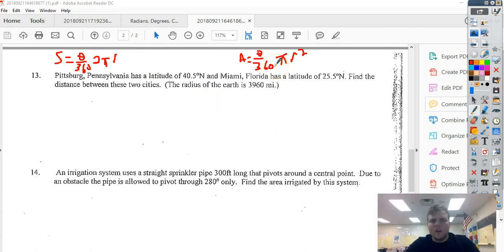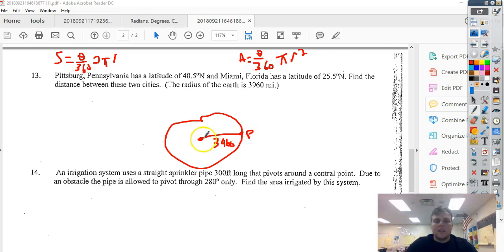Okay? So, let's go ahead and jump into 13. It says, Pittsburgh, Pennsylvania has a latitude of 40.5 degrees, and Miami, Florida has a latitude of 25.5 degrees. Find the distance between these two cities. Guys, this problem seems a whole lot harder than it is. Think about the Earth as a circle right now. Think about the radius being 3,960. Think about the idea that maybe right here is the location of Pittsburgh, and then maybe the location right here is Miami.